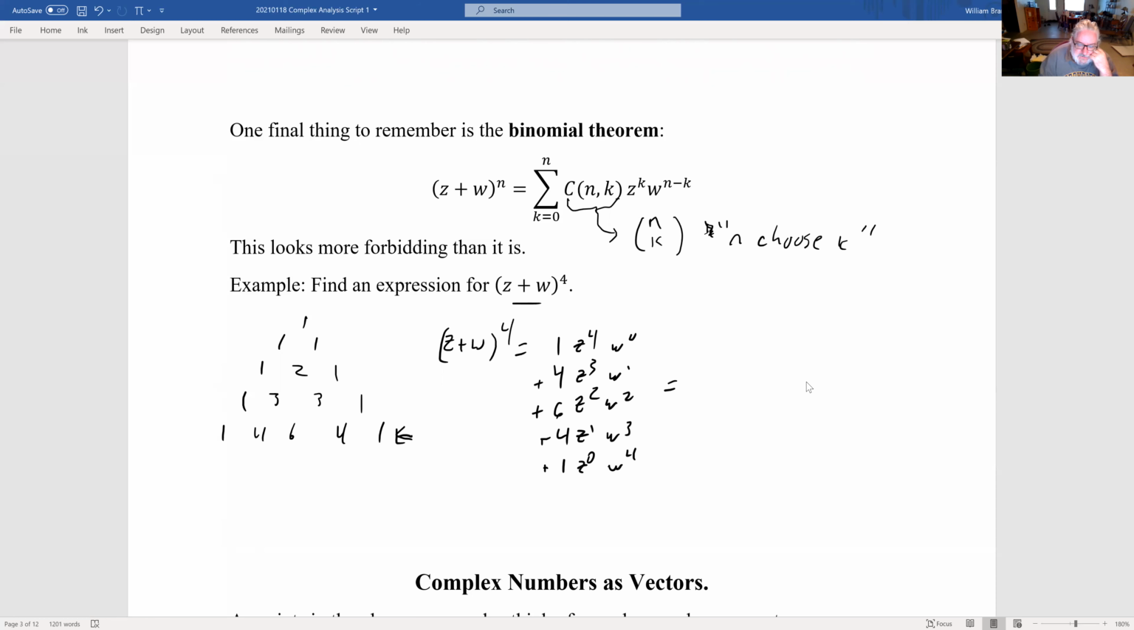So what is this? It's 1z to the fourth plus 4z cubed w plus 6z squared w squared plus 4z w cubed plus w to the fourth. And so that's the expansion. These numbers, 1, 4, 6, 4, 1, those are the combinations from that.